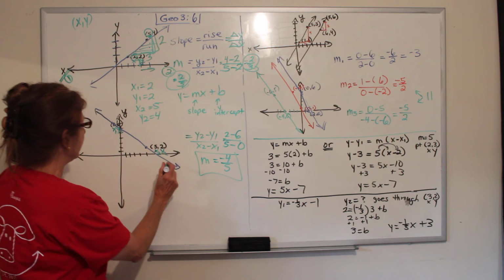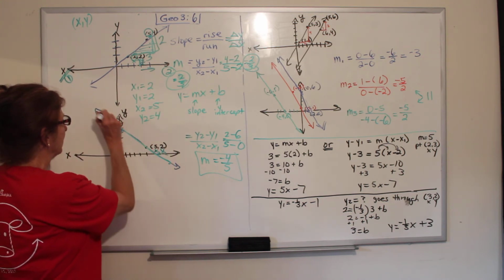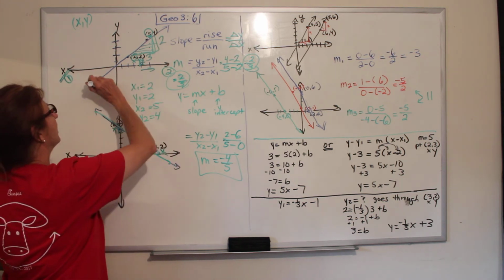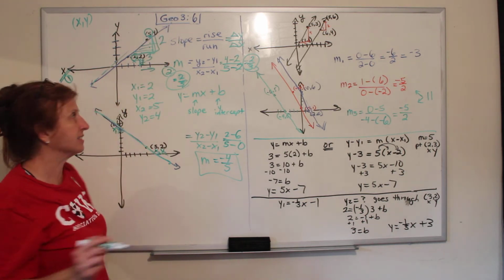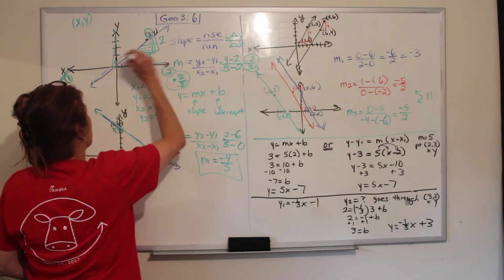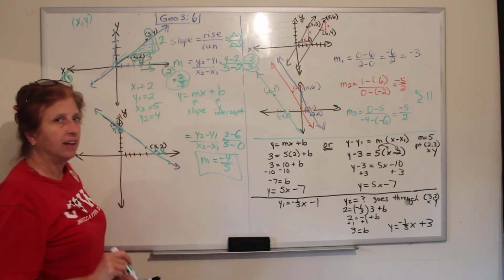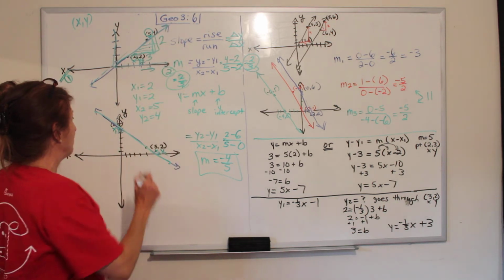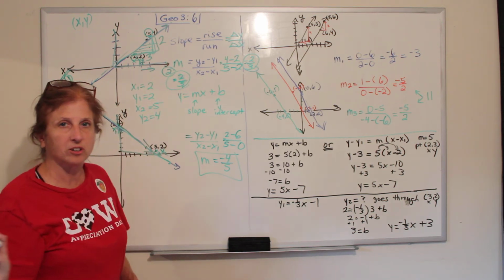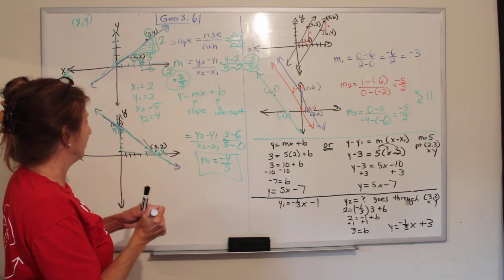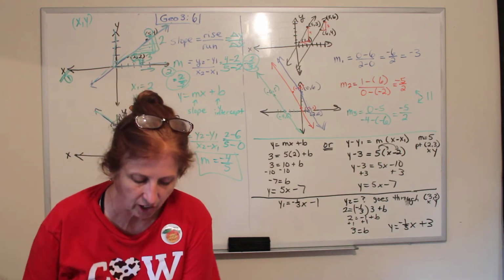Now, do you see how the line's leaning back? That's a negative slope. See how it's going forward? That's a positive slope. How I remember that is the stock market. If this is the stock market and it's going up like that, it's positive and people are happy. If the line's going down like that, people are sad. Their money's losing value.